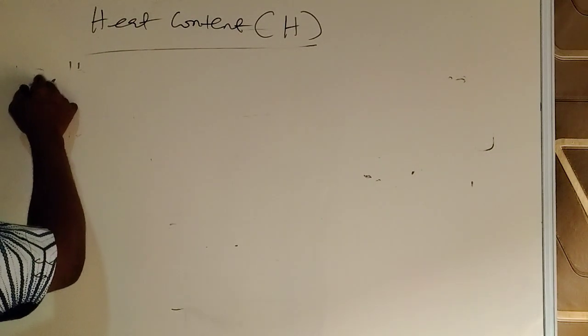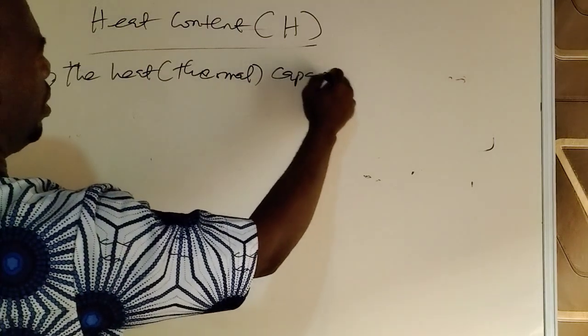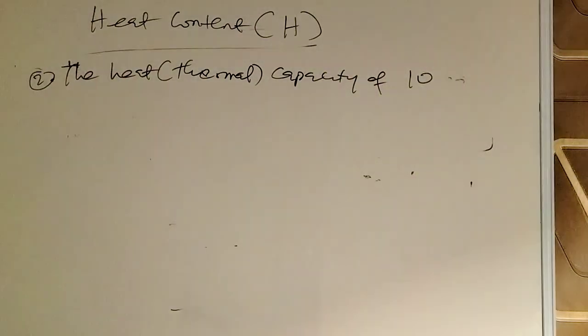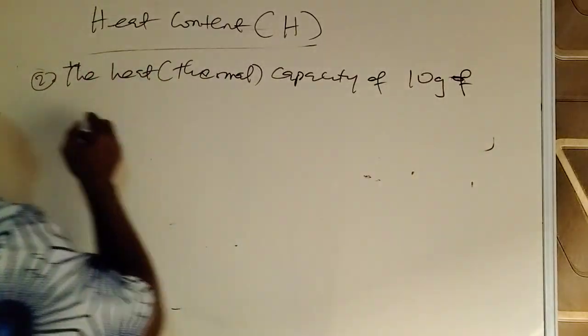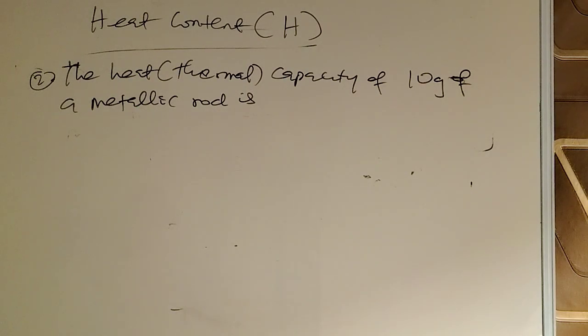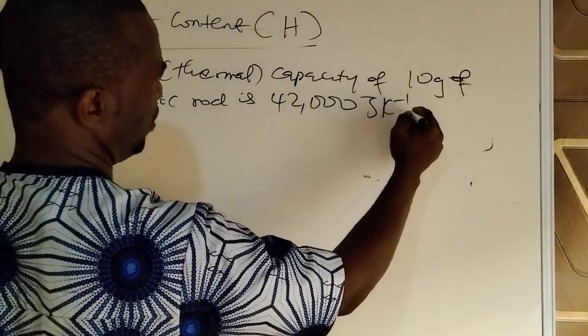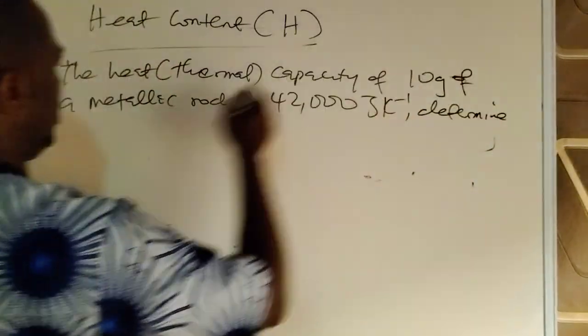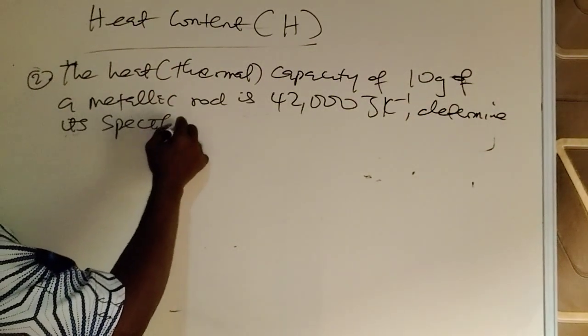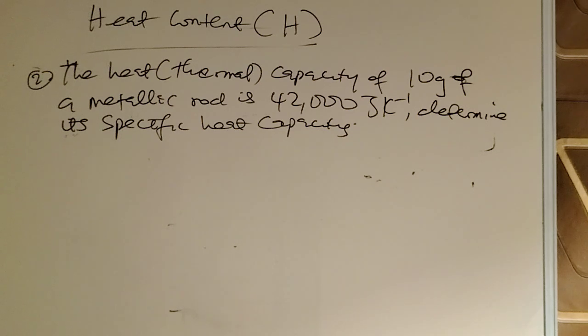So number 2 says the heat or thermal capacity of 10 gram of a metallic rod is 42,000 joule per Kelvin. Determine its specific heat capacity. So that's a simple one. So having done that, how do we solve this problem?